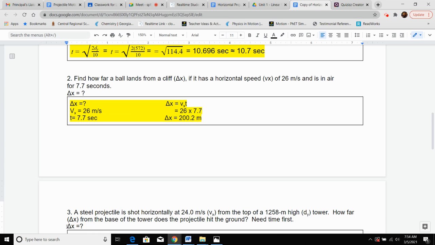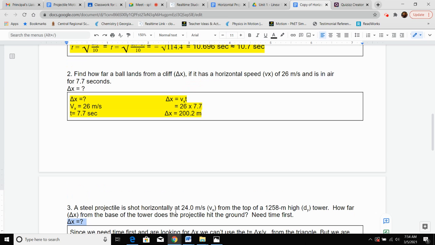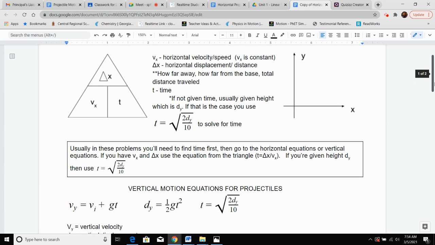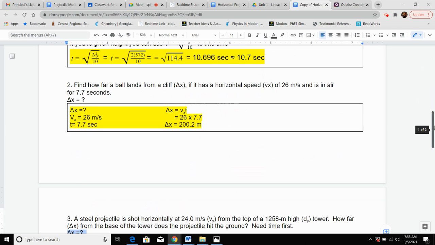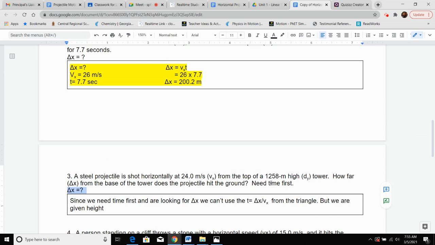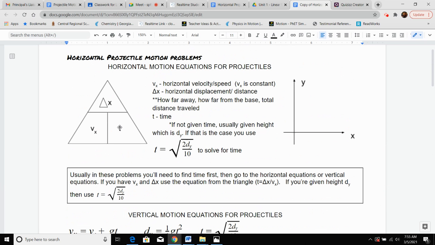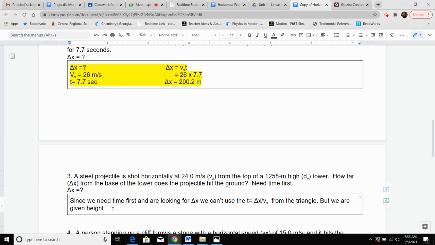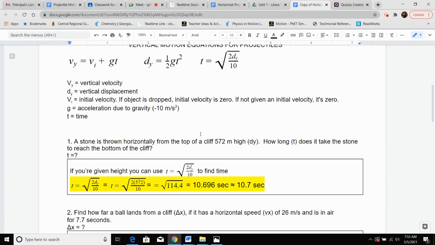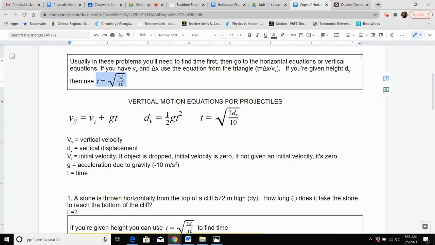Okay, so they want delta x. The equation for that would be Vx times time. So I need those two things. I was given Vx. Was I given time? No, it says we need time first. Since we need time first and we're looking for delta x, we can't use t from the triangle. You can't use t equals delta x over Vx because we don't have delta x up top. But we are given height.